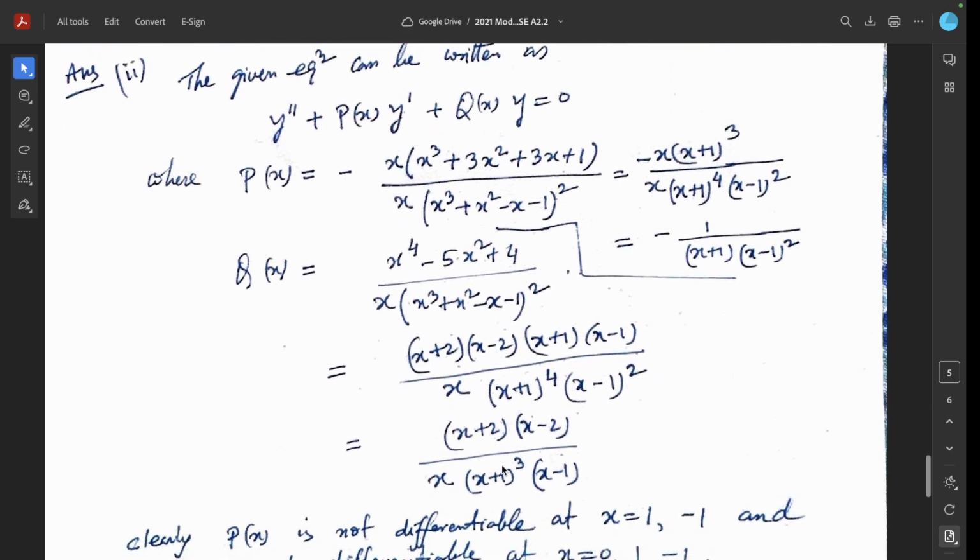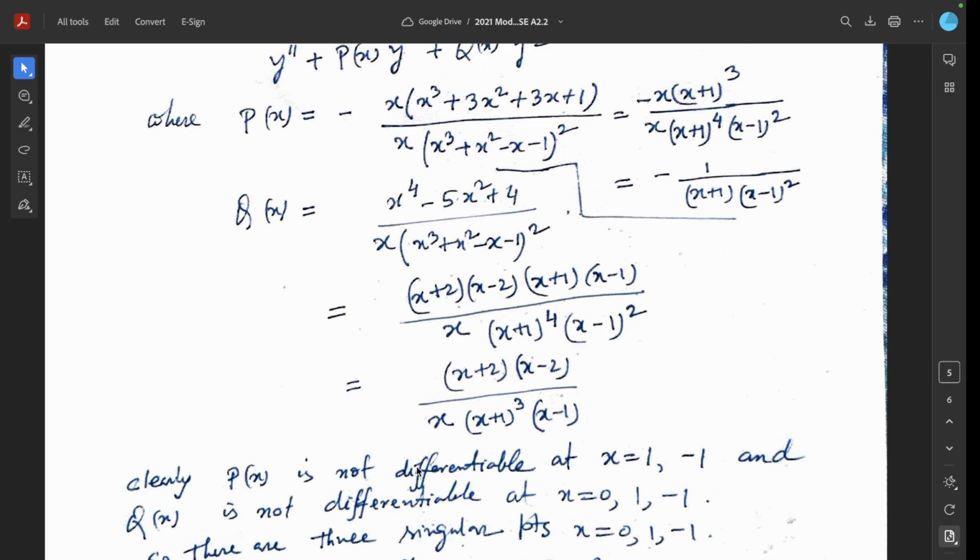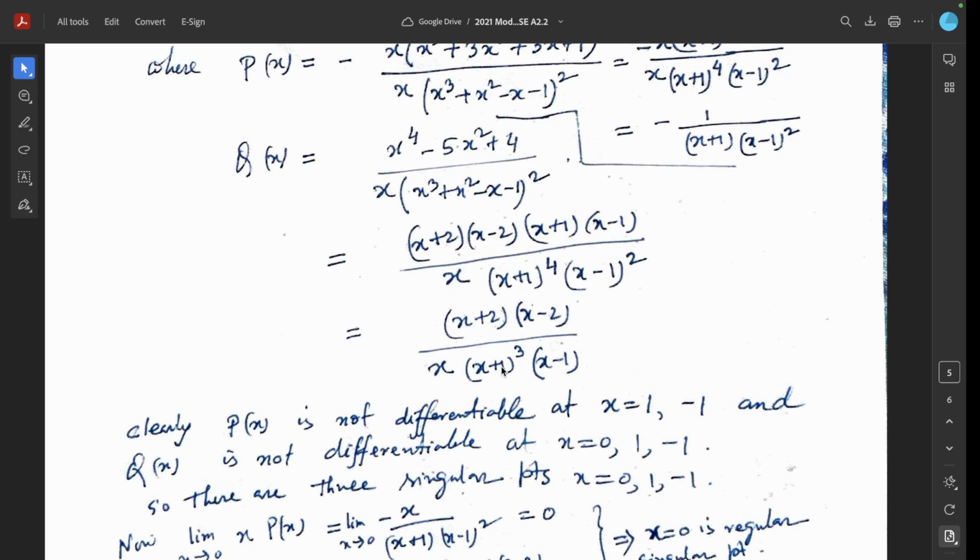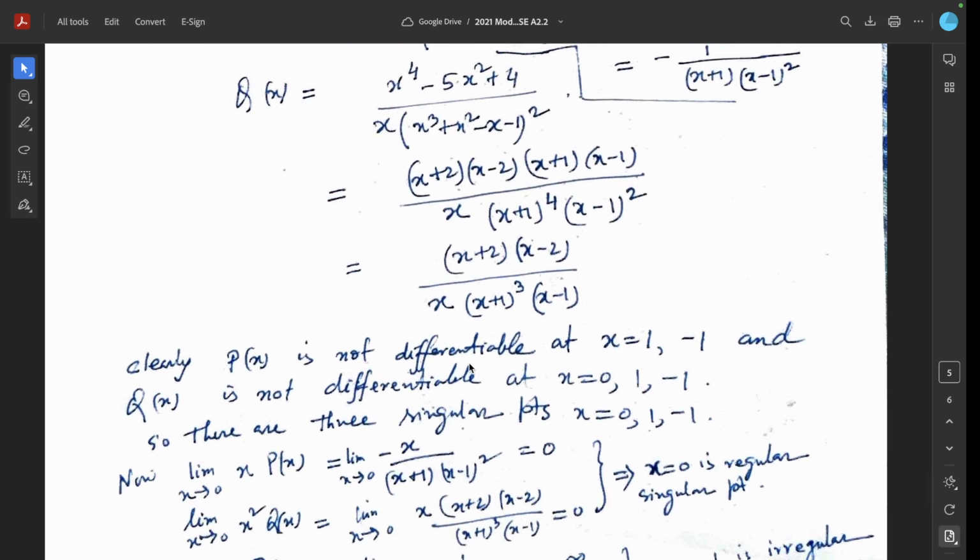So after simplification, we get (x + 2)(x - 2) whole divided by x (x + 1)^3 (x - 1). Clearly, p(x) is not differentiable at x equal to 1 and minus 1, because in the denominator we have factors x plus 1, x minus 1. And also from the denominator, x equal to 0, x equal to minus 1, x equal to 1, q(x) is also not differentiable at all these 3 points. So there are 3 singular points, x equal to 0, x equal to 1, and x equal to minus 1.